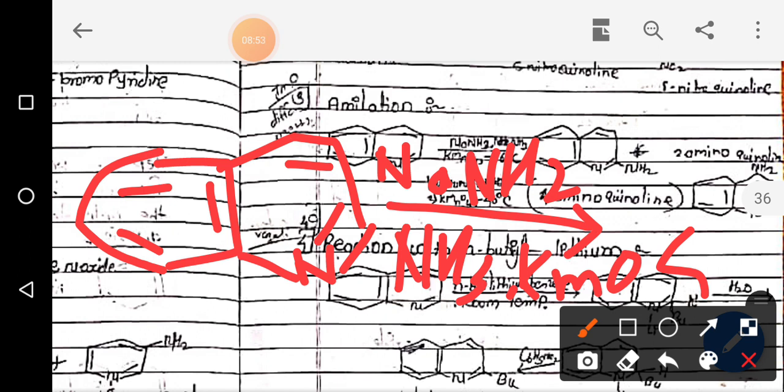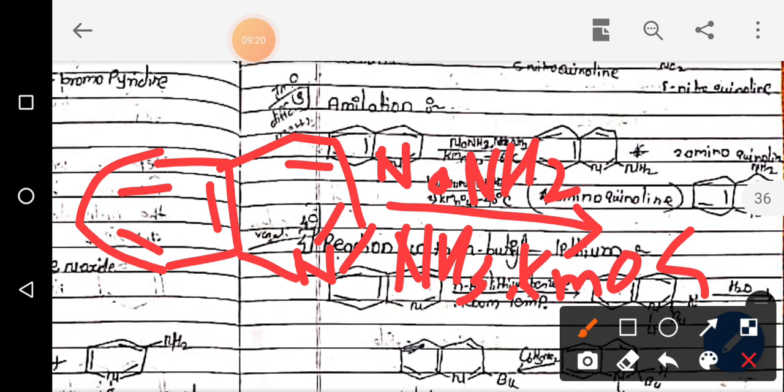So that is NaNH2, sodium amide, NH3 is the amine source, and KMnO4 is the oxidizing agent, and along with that some temperature is used. So you will get the amination. Whenever you are doing amination reactions, the first thing that should come to your mind is that the reagent will be NaNH2 and NH3.